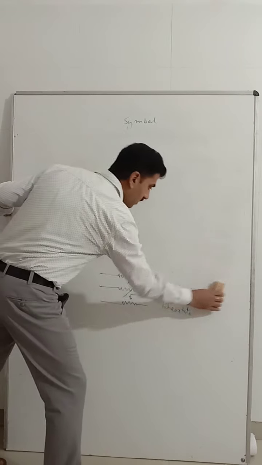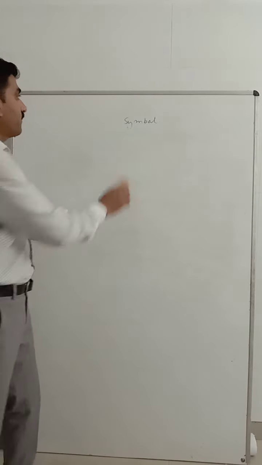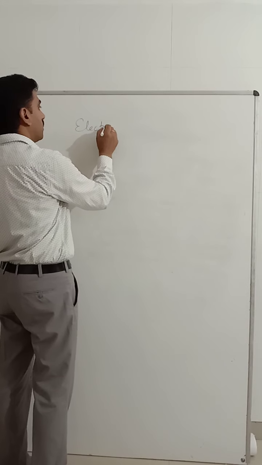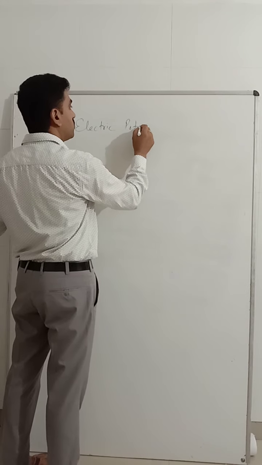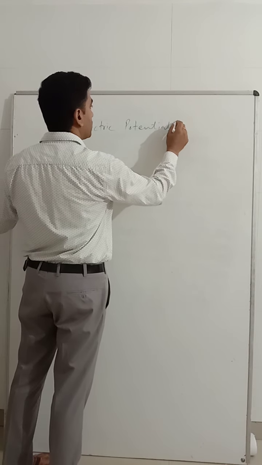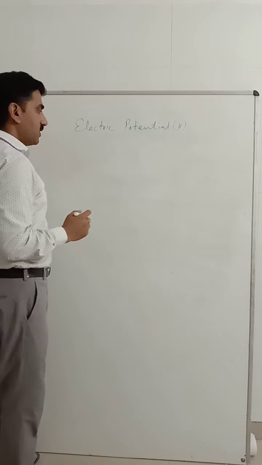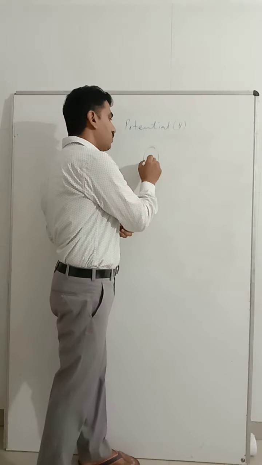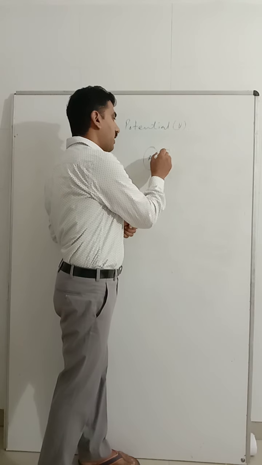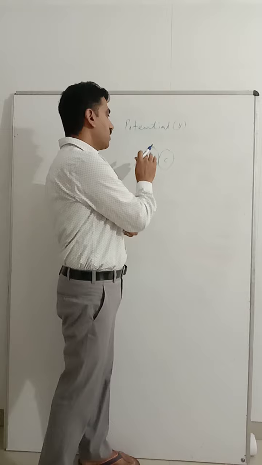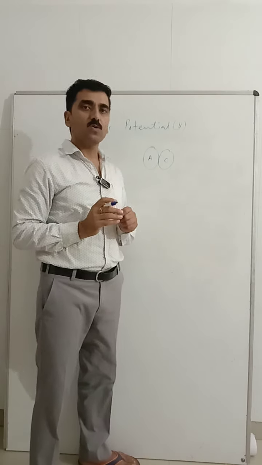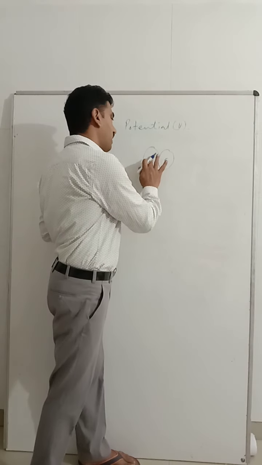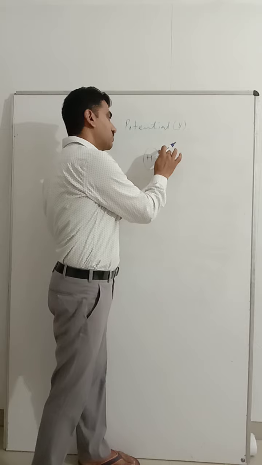Let's talk about electric potential, which is the next concept, a very good concept. It is represented by V. In order to understand electric potential, I can give you an example. For example, there are two iron balls, ball H and ball C. Ball C is cold, at low temperature, and ball H is the hotter ball.